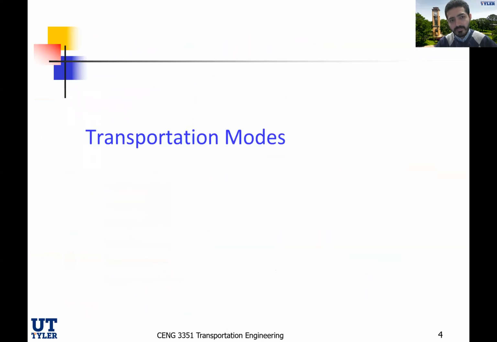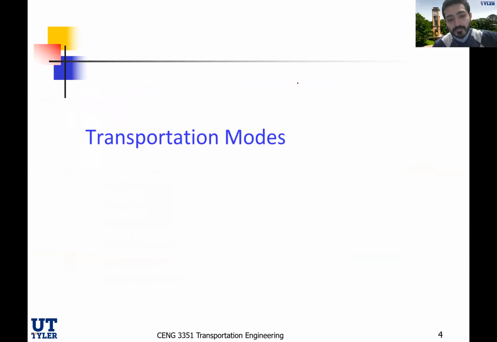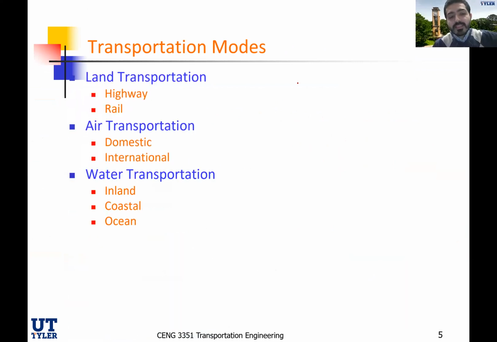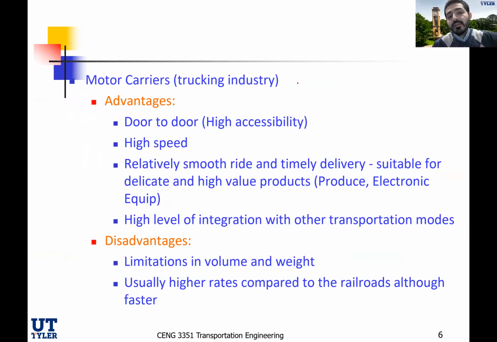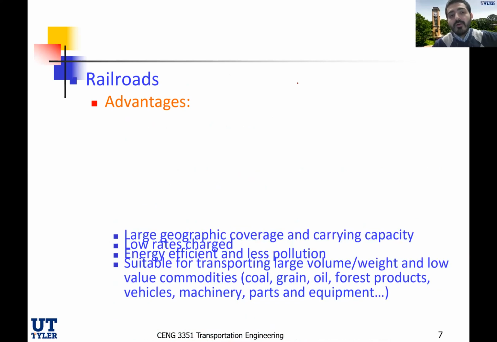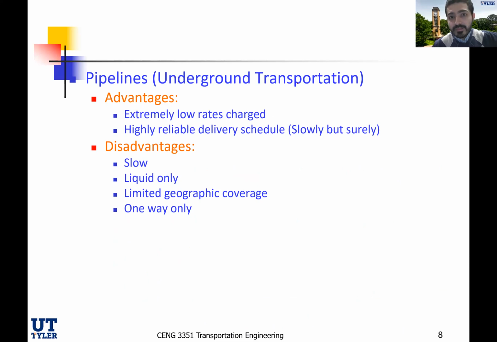Again, some conceptual questions, very important ones. I can ask you to list for me some transportation modes. Or again, these are the major transportation issues. Give me three challenges out of six that transportation engineers will deal with in the next couple of decades. Transportation modes, I can ask you to list them for me, or give me two or three advantages of the trucking industry, or a couple of advantages of the railroads, or a couple of disadvantages of having to use pipelines.